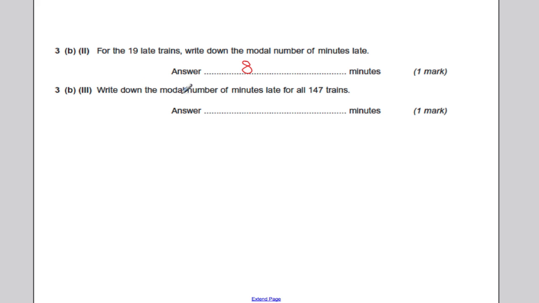It says write down the modal number of minutes late for all 147 trains. Well, if we think about it, we only had 19 trains that were late. That means all the rest, in this case 128 trains, were 0 minutes late. Therefore, the mode for all 147 trains is actually going to be 0 minutes.